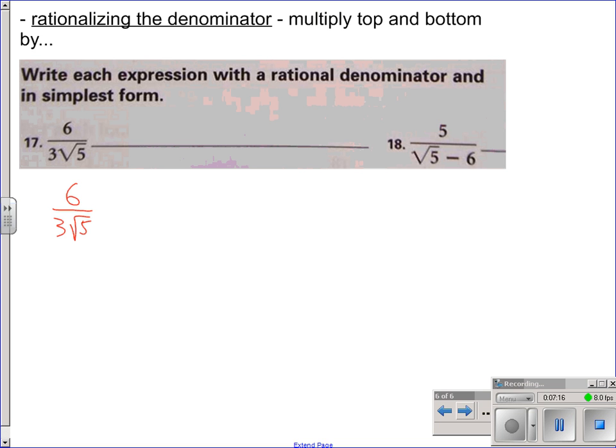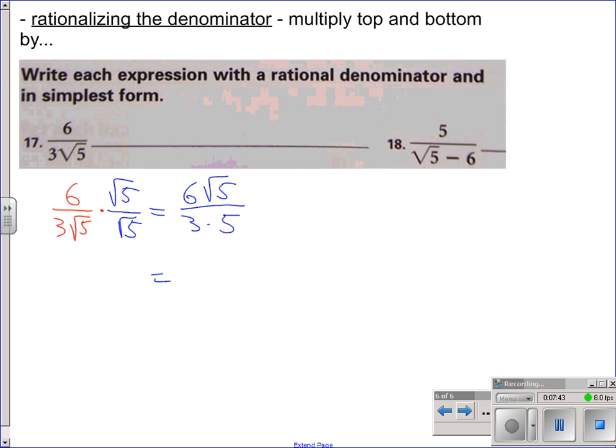What we're going to do is multiply top and bottom by that radical, square root 5. Again, square root 5 over square root 5 is just 1, so we're multiplying by 1. So we're not changing our value. We're just making this fraction look different. So when you multiply fractions, you go straight across. We got 6 square root 5 over 3 times square root of 5 times square root of 5 is the square root of 25, which is 5.